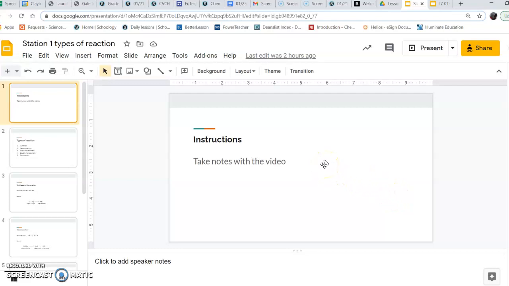Alright guys, make sure that you're taking your notes. So this is station 1. Make sure that you're using your notes here.